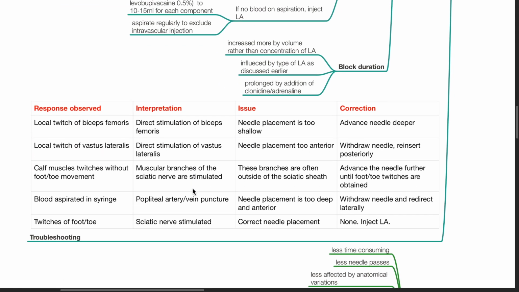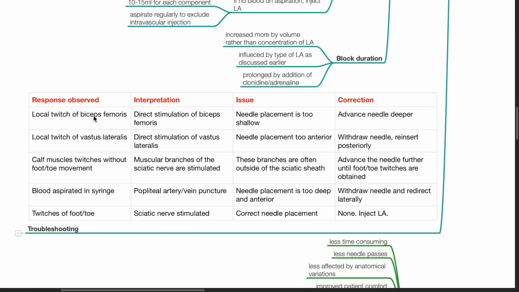Troubleshooting. Response observed: local twitch of biceps femoris. Interpretation: direct stimulation of biceps femoris. Issue: needle placement is too shallow. Correction: advance the needle deeper.